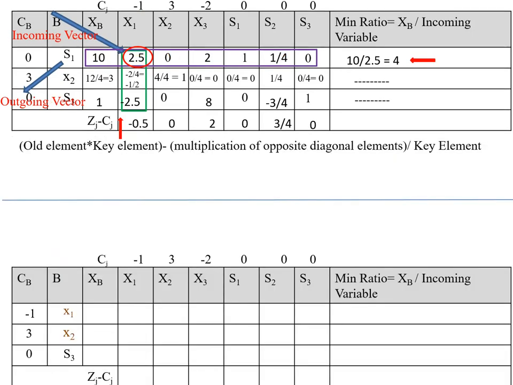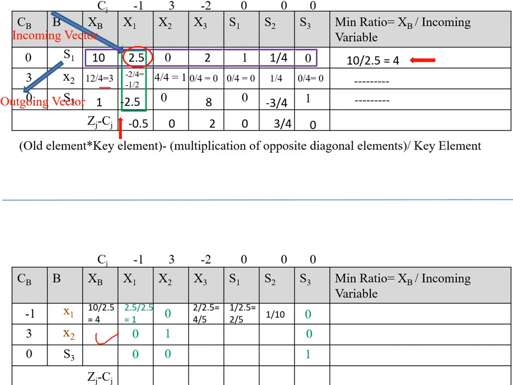So next we have to modify the remaining values. It should be like old element into key element minus multiplication of opposite diagonal elements divided by the key element. So next we have to modify the remaining values here. So first, x1 and x2, this is the 3.